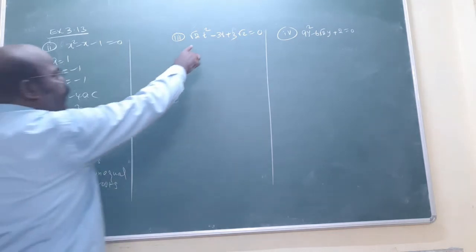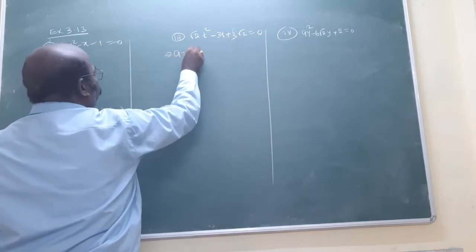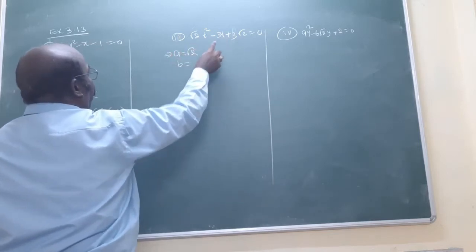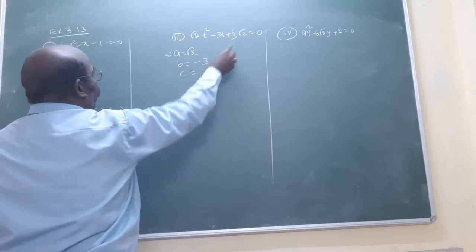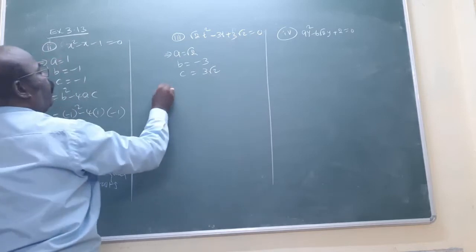Here also a quadratic equation. Second question. The coefficient of t squared, that is root 2. b equal to what? Minus 3. c equal to what? 3 root 2. Am I right? Now write the formula. This is the formula.